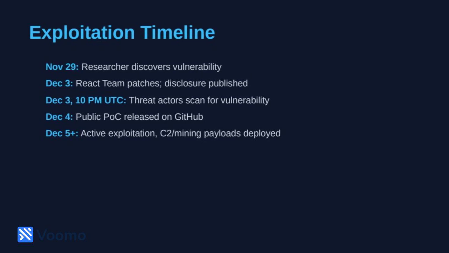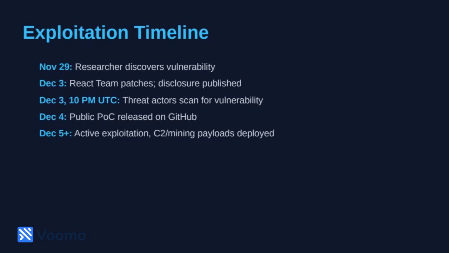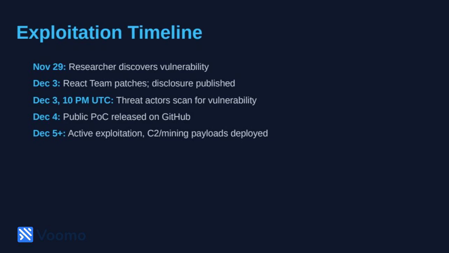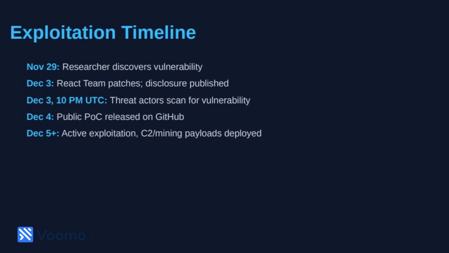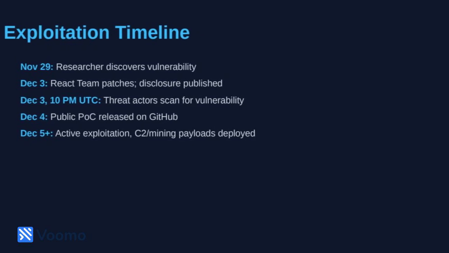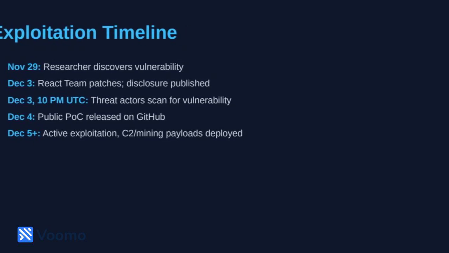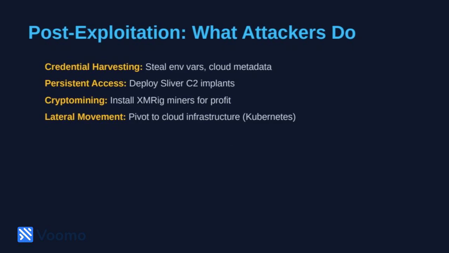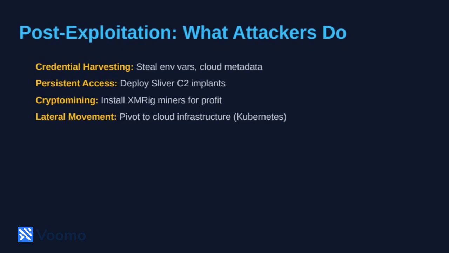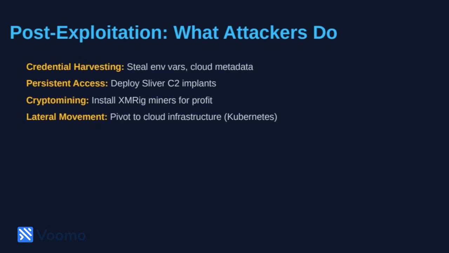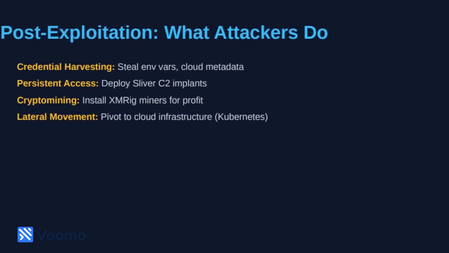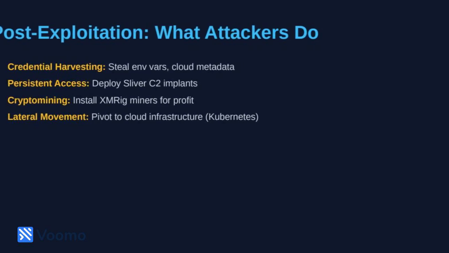The exploitation timeline of React2Shell is concerning. The vulnerability was discovered on November 29, 2025, and patched on December 3. Public proof-of-concept exploits were released on GitHub the following day, leading to active exploitation and the deployment of malicious payloads by December 5. After exploiting React2Shell, attackers harvest credentials, deploy Sliver C2 for persistence, install XMRig miners, and move laterally to compromise cloud infrastructure like Kubernetes clusters.